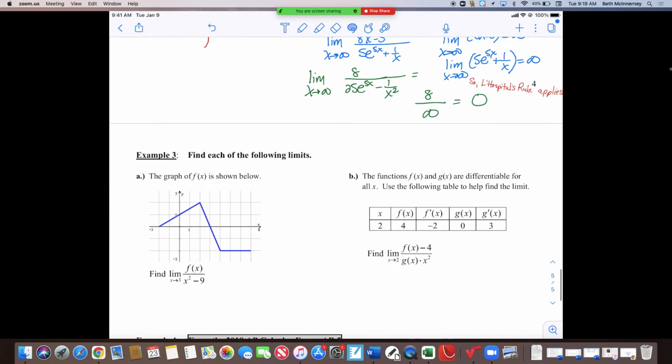All right, let's look at example 3. Now these are similar problems that you might see on a quiz, a test, the AP exam. So it says find each of the following limits. I'm going to give you a few minutes head start, and I want you to try A and B. See what you see.